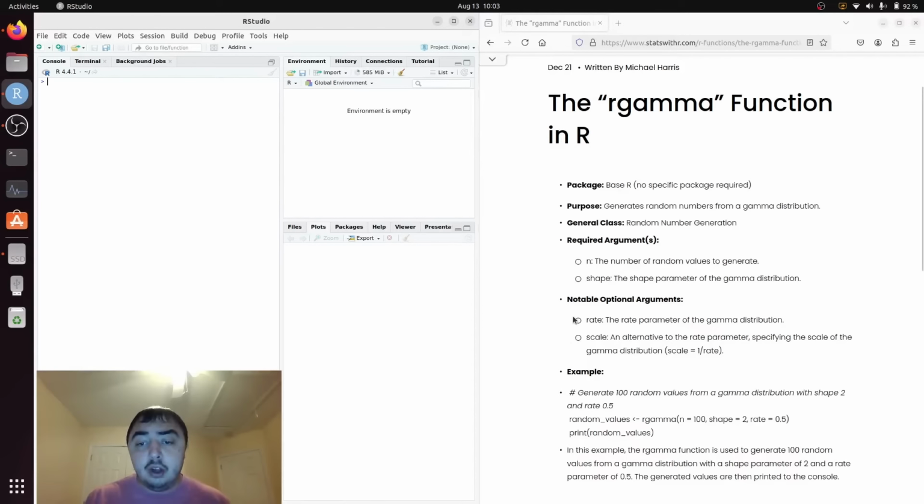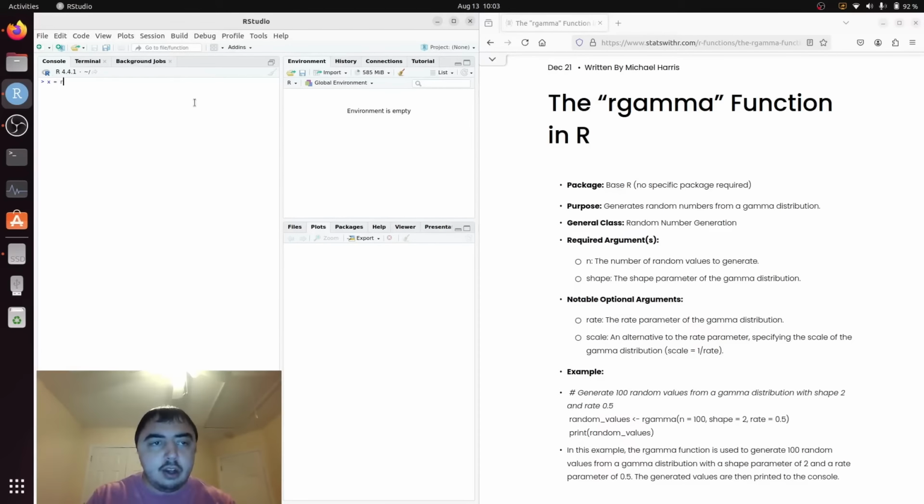So the rate parameter by default is 1, and by default the scale parameter is 1 divided by the rate. So of course 1 divided by 1 is still 1. So by default these are both set to 1, and if you need something different you have to specify that directly. Okay, so I'm going to get started with programming.